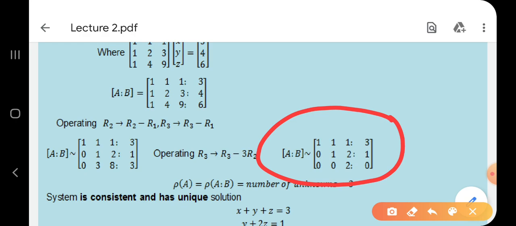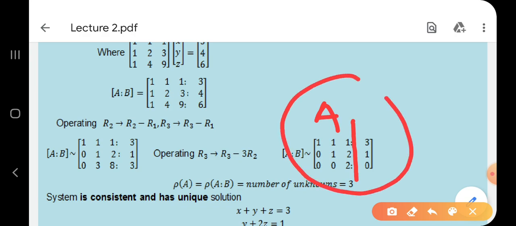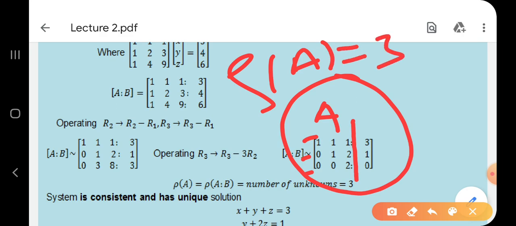From this line, this is my matrix A and the whole matrix is my augmented matrix AB. So will you tell me the rank of matrix A? How many rows are there? There are 3 rows, 1, 2, 3. So rank of A is 3. I am writing here, rank of A is 3.